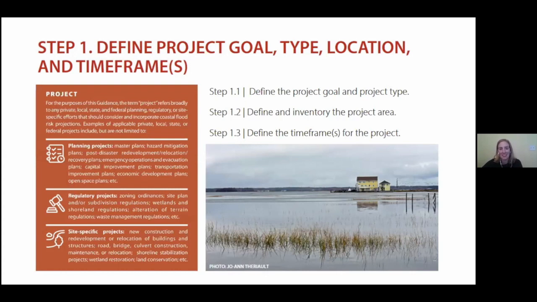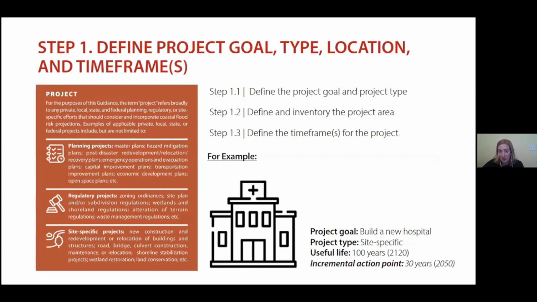Next slide. So in step 1, you're asked to define your project goal. One example used in the guidance is a project with a goal to build a new hospital. And then you're asked to define your project type. So building a hospital would be a site-specific project type. You're also asked to characterize the project area. If you're building a hospital, you'd think about the hospital site itself, but you'd also be thinking about the area around the hospital site that the hospital is intended to serve, and the area that the hospital depends on outside of the site, so road access and power lines, for example.